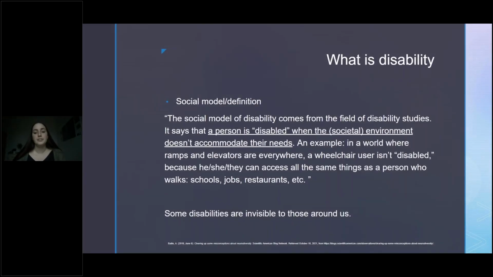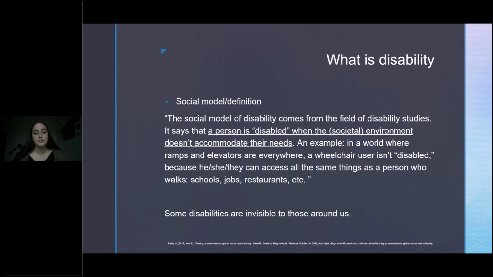I want to go into these definitions briefly, as there are similarities and some degree of intersectionality, but they are also distinct and therefore important to acknowledge. So if we look at the societal model for disability, it states that a person is disabled when the societal environment doesn't accommodate for their needs.